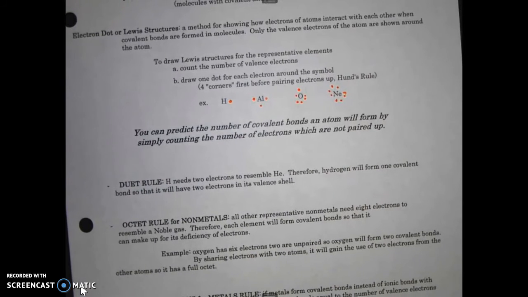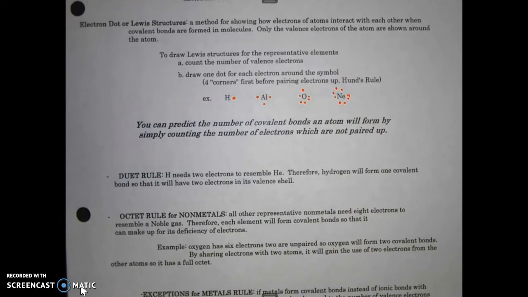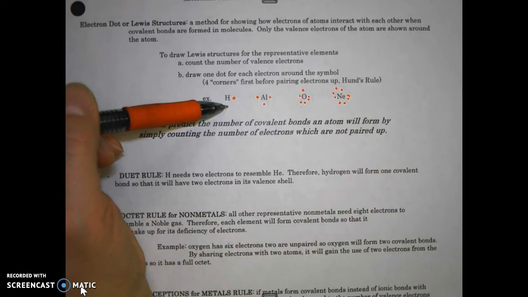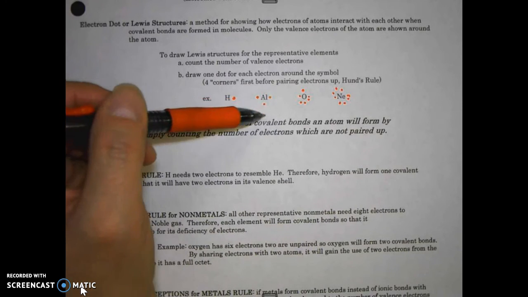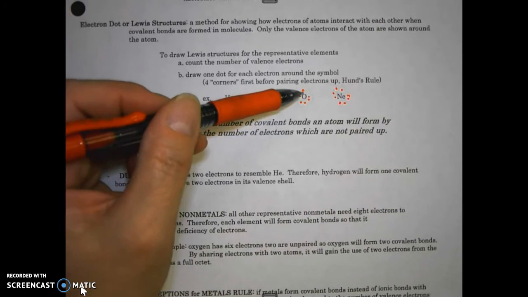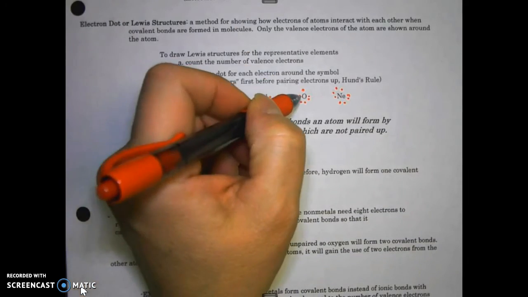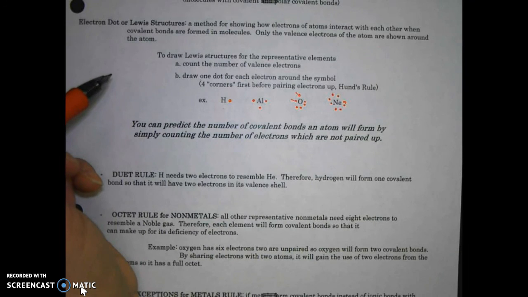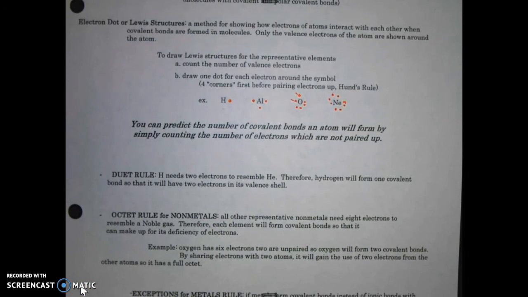We're not going to start putting molecules together until we're in class together. So there are 2 problem sets to do, one of them is to draw the actual Lewis dot structures, and then the other one is to predict how many bonds. So like I said, hydrogen with 1 unpaired electron will form 1 bond. Aluminum will form 3. Oxygen will form 2 because it has just 2 unpaired electrons there and there. And neon will form none because it has a full octet already. Okay, go do those 2 problem sets.